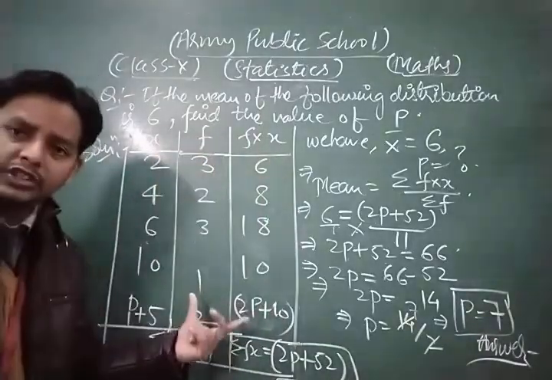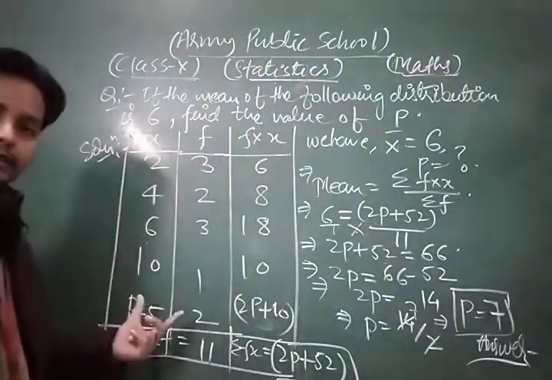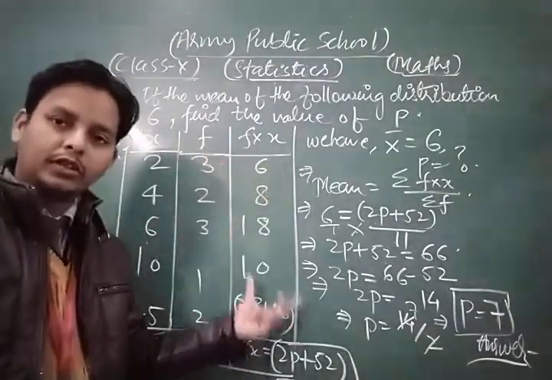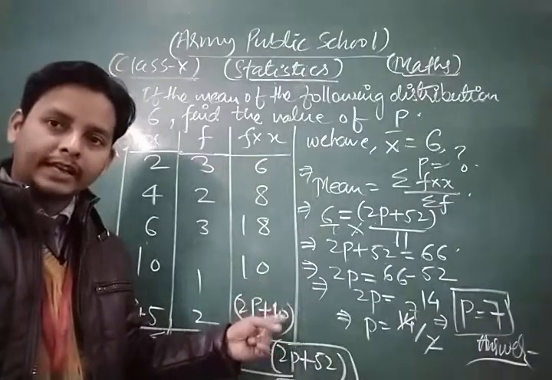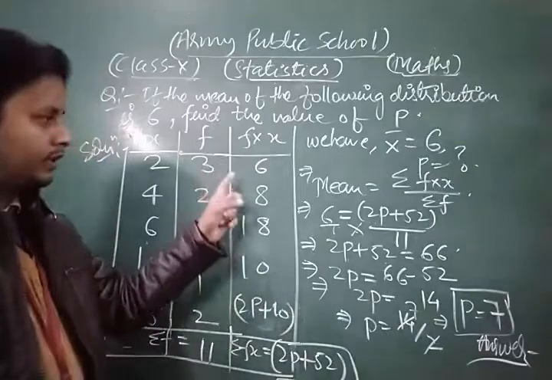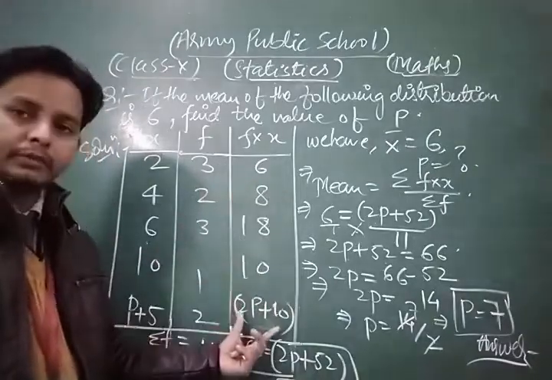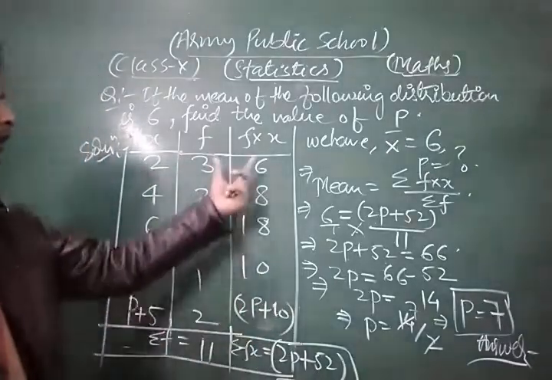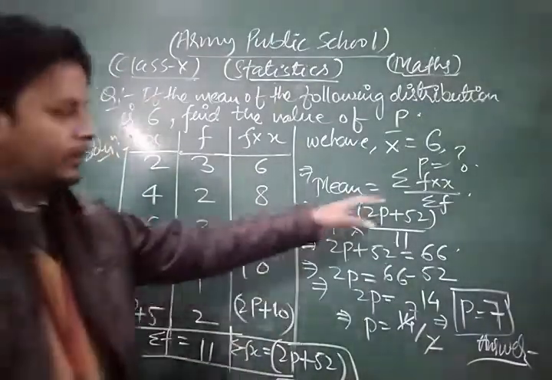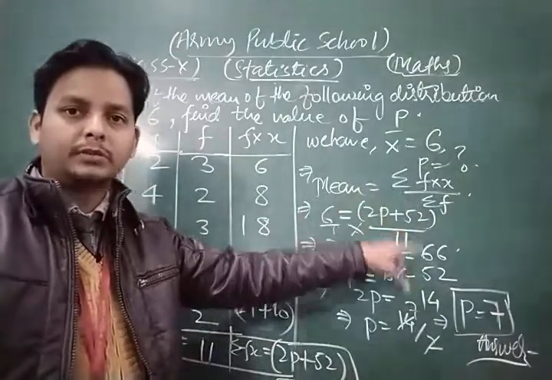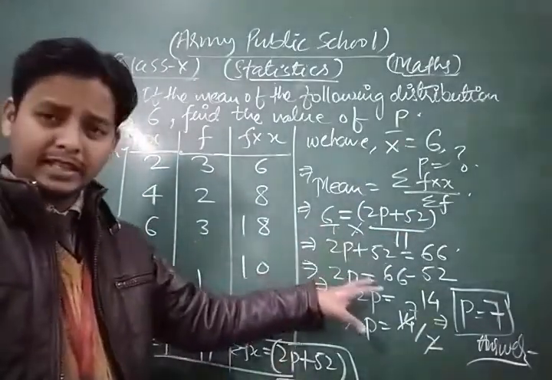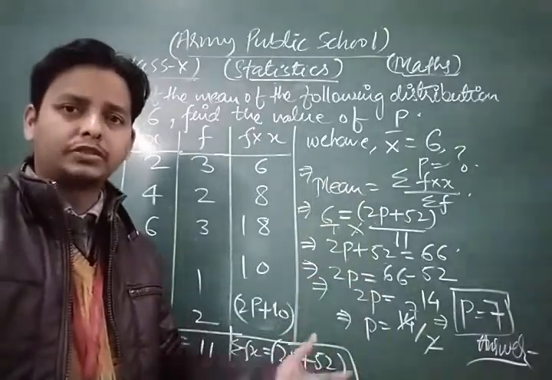First of all, you prepare a tabulation. On one side you write the variable, on the other side you write the frequencies. One more column is also prepared in the direct method for finding the value of f into x. In this way, prepare the tabulation and find the value of sigma f, and from there you find the value of sigma fx. After that you apply the formula for the mean in the direct method, sigma fx upon sigma f. Now you put all these values in that equation and simplify them, and you get your result.